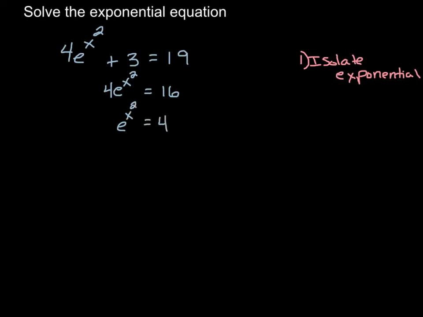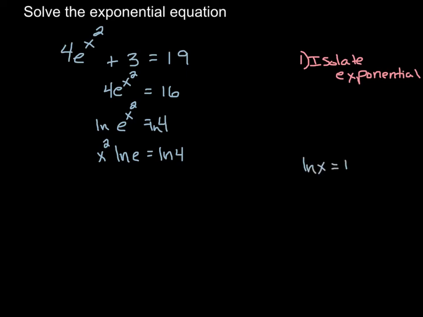Alright, now we have the exponential all by itself. We have e to the x squared equals 4. Now I'm going to solve that using one of the methods we discussed before. Just for argument's sake, I'm going to use the second method. So I'm going to take the natural log of both sides. And since we have the natural log of e being raised to an exponent, I'm going to bring that x squared out front. Okay, now we have x squared times the natural log of e equals the natural log of 4.